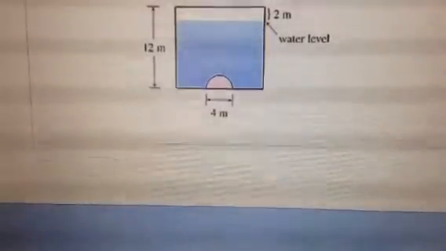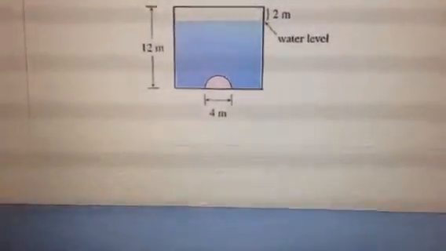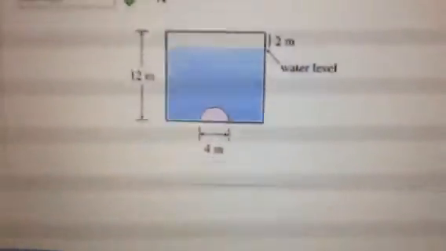A 4-meter diameter gate means it's got a 2-meter radius. That's important. Okay, let's go to the old light over here. We're going to use this formula here.